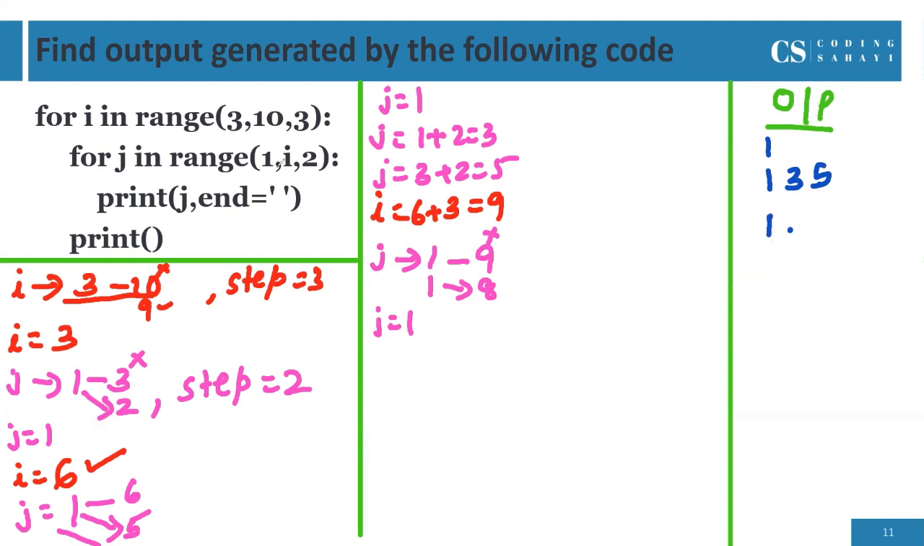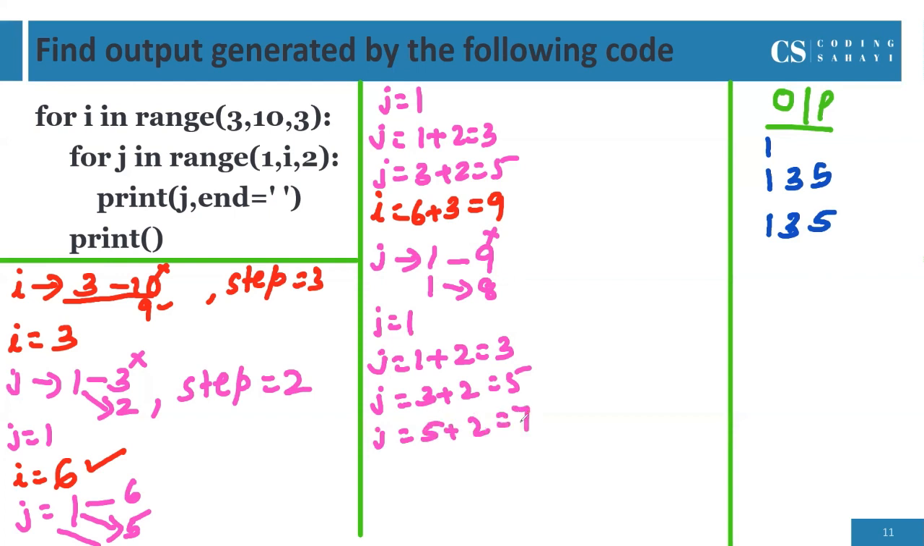Again end. Then going back, j is incrementing by 2. That is j is equal to now 1 plus 2, that is 3. Again coming inside and printing that 3 here. j is incrementing by 2. Now it is 5. 5 is in this range 1 to 8. Yes, it is in this range. So again coming inside, 5 will be printed here. Then it is going back, j is incrementing, that is 5 plus 2, you will get 7. Whether 7 is in this range 1 to 8. Yes, it is in that range.